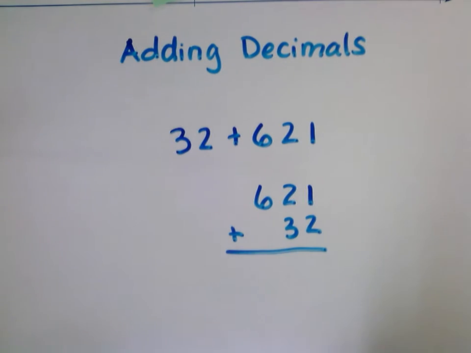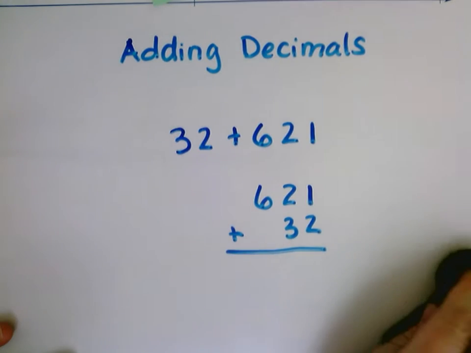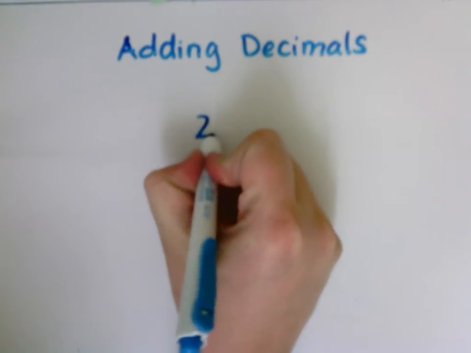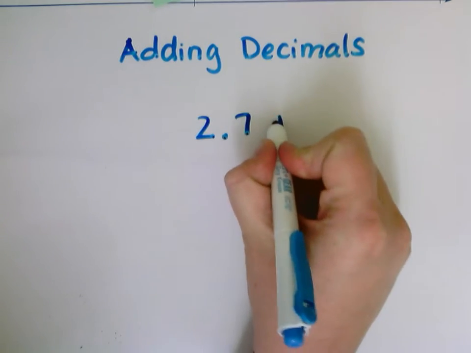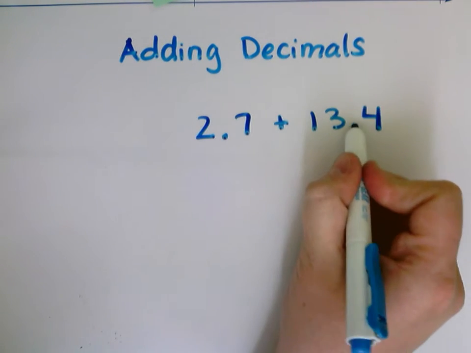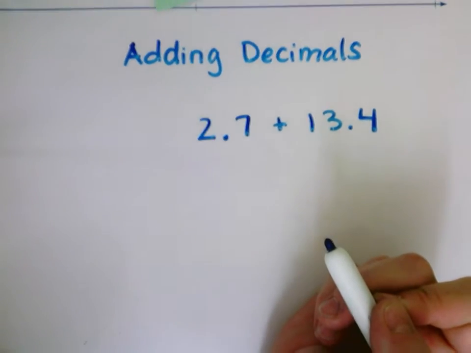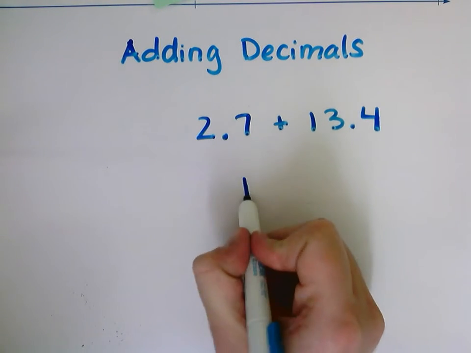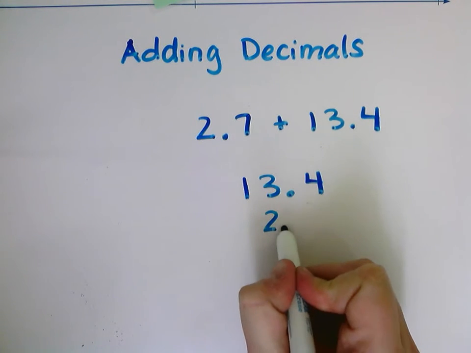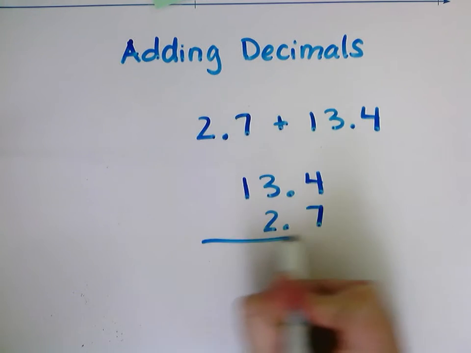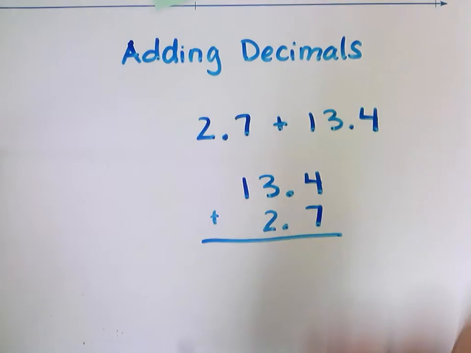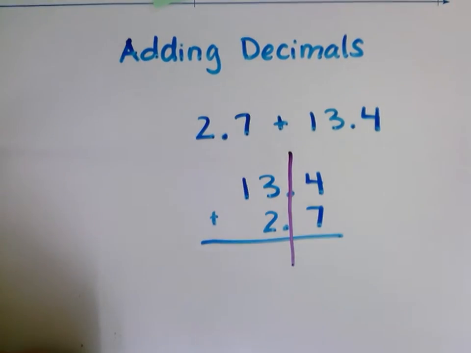We're going to line up our numbers that we're adding according to our place value. So if this was my problem, 2 and 7 tenths plus 13 and 4 tenths, I'm going to line up my numbers according to their place value. So I'm going to have 13 and 4 tenths, and I have 2 and 7 tenths. And I know that I'm lined up according to place value because my decimals are lined up. My decimal point is lined up with each other.